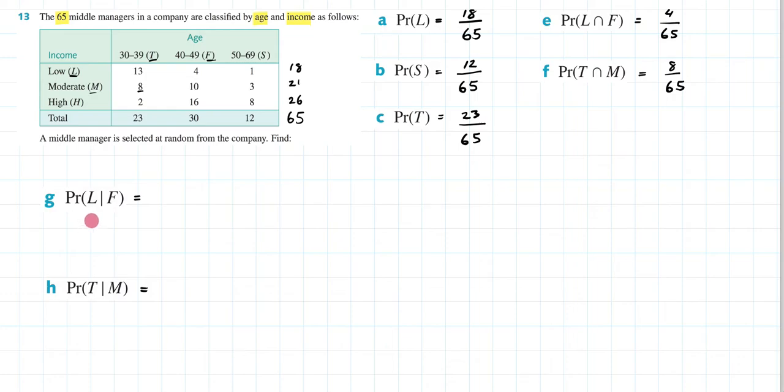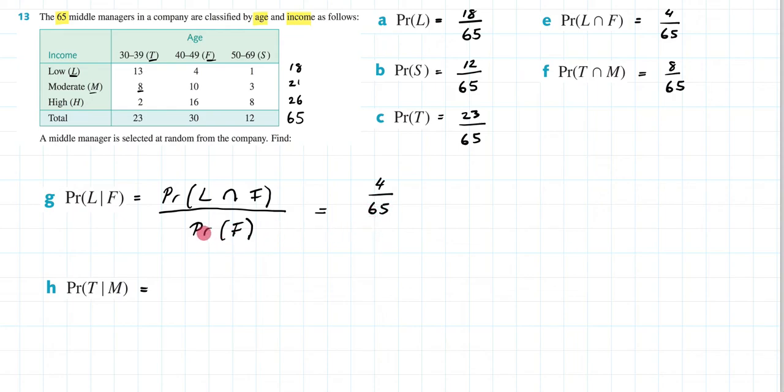G is a little bit different. G is asking me to find the probability of selecting someone on a low income, given that we know that they are F, which is 40 to 49. So I'm going to begin by writing out what I know this to be. It's going to be the probability of L intersection of F divided by the probability of F. I know the probability of L intersection of F. I found it up here. It's 4 over 65.